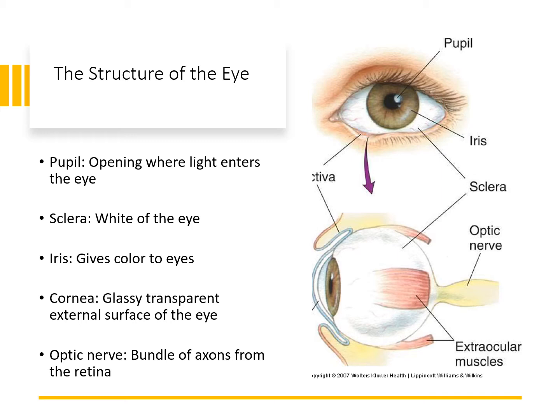So, a couple quick things here, some really important parts. The pupil is the opening right here where the light enters the eye. You have the sclera, which is the whites around the eye. You have the iris, which gives the color to the eye. The cornea is that glossy external surface out here, which protects the eye from damaging things. And then you have the optic nerve, which is our main output from the eye, carrying information to the thalamus to be relayed to cortex.